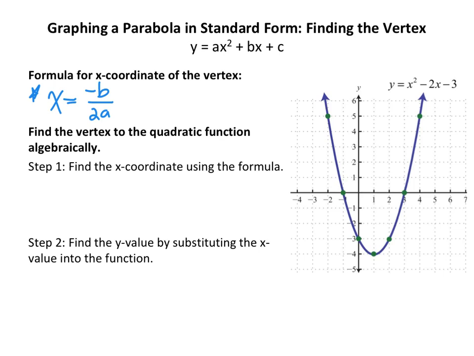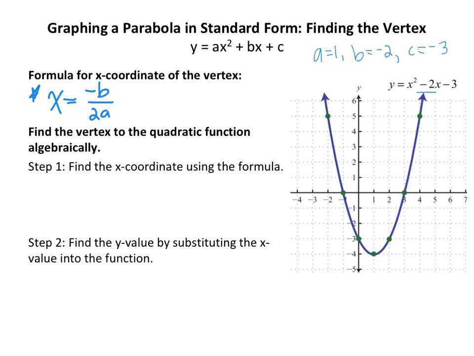So looking at this one, what I need to identify right away are my a, b, and c, my coefficients. If there's no number in front of x squared, it's understood to have a coefficient of 1. So a is equal to 1. b is equal to -2. And c is equal to -3.